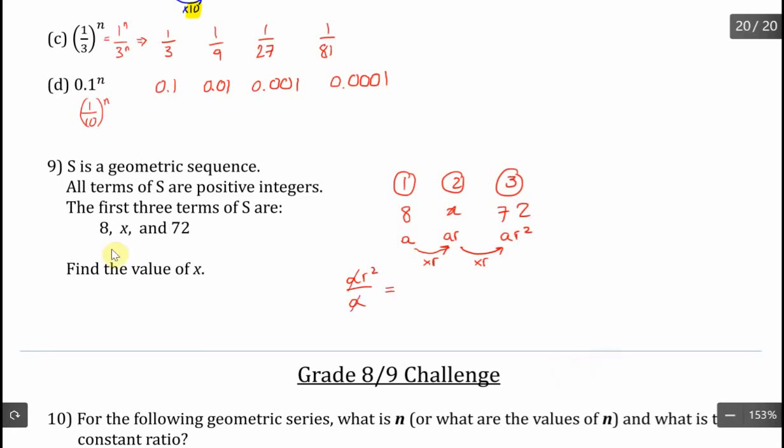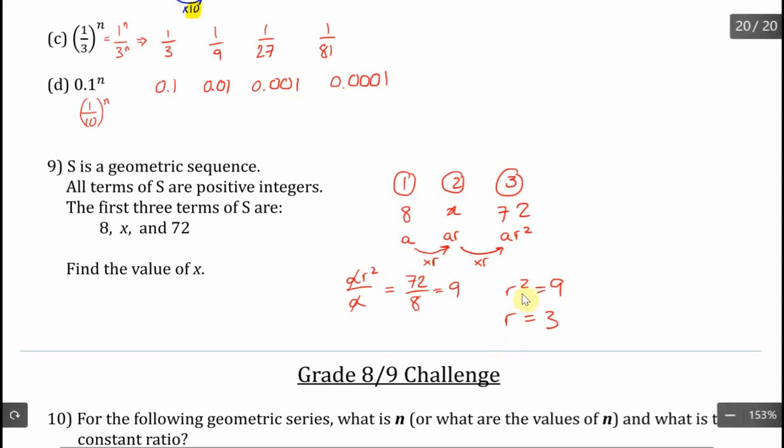So r squared is equal to doing 72 divided by 8, which is 9. So we've found out that r squared is 9, so r must be the square root of that, which is 3. And it's got to be positive 3.